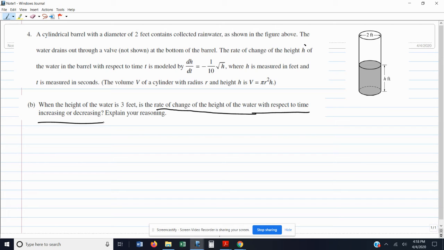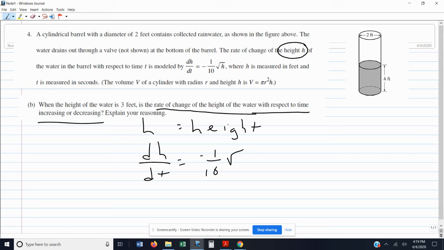So one thing they tell us is that the height is h. So you know that h represents the height. I'm going to write that over here. And then that means that dH/dt, which they give you, you want to think about what that represents. Yes, they give you that formula, but what does it mean? It's how the height is changing, or the rate of change of the height.